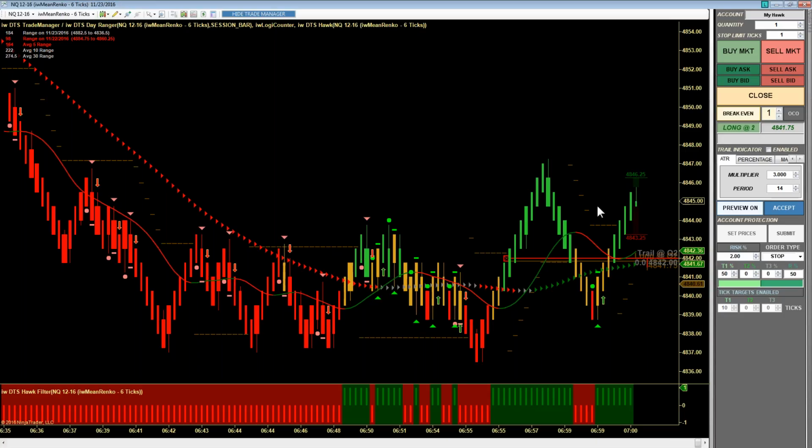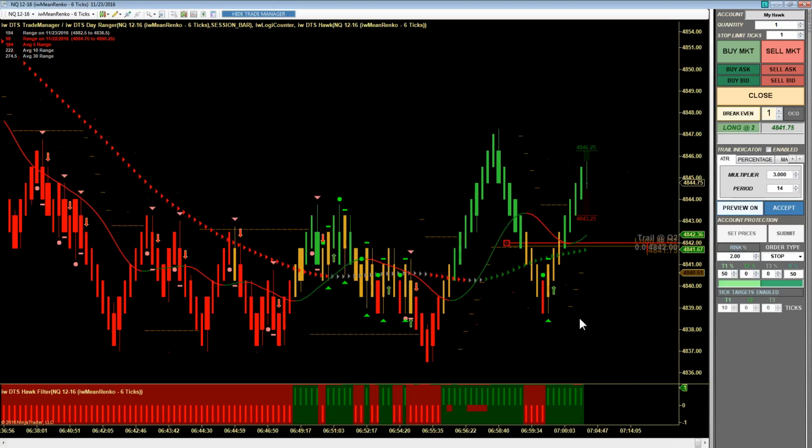Now, these orange hash marks that you see here, this is the preview. I can preview a stop. So currently, if I'm going to run the ATR strategy, this is where my stop is going to be at. Let's see if they'll allow me to ride out this swing.